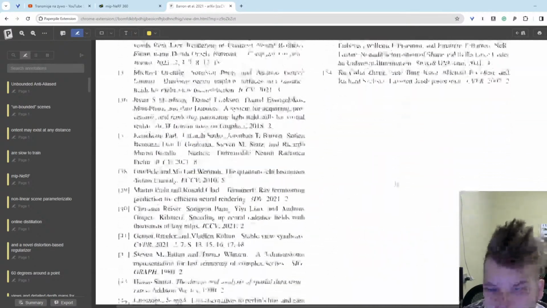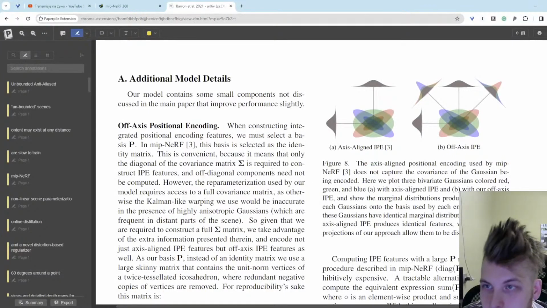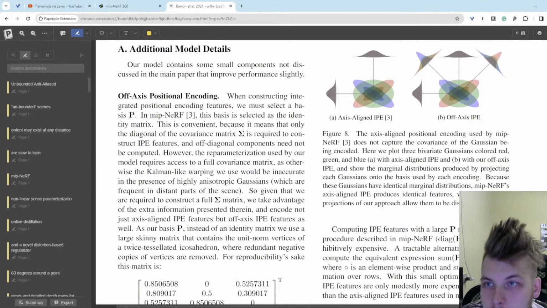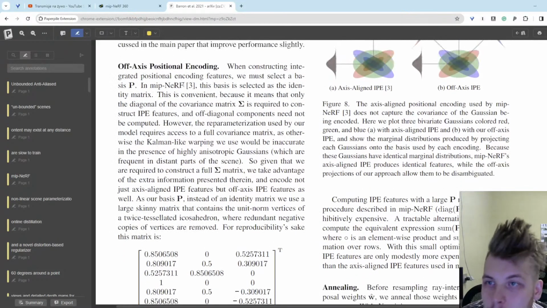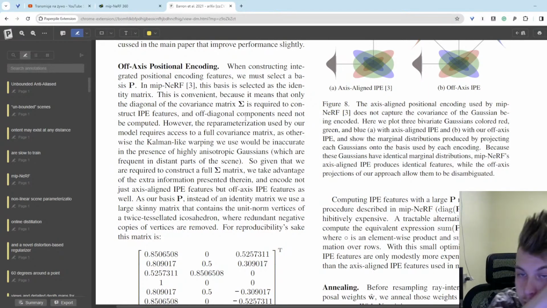Yeah, let's look through if there is something very cool in the appendix. Our model contains some small components not discussed in the main paper that improve performance slightly. Off-axis positional encoding: when constructing integrated positional encoding features, we must select a basis P. In Mip-NeRF, this basis is selected as the identity matrix, which is convenient because it means that only the diagonal of the covariance matrix is required to construct IPE features, and off-diagonal components need not be computed. However, the parameterization used by our model requires access to the full covariance matrix, as otherwise the Kalman-like warping we use would be inaccurate in the presence of highly anisotropic Gaussians, which are frequent in distant parts of the scene.